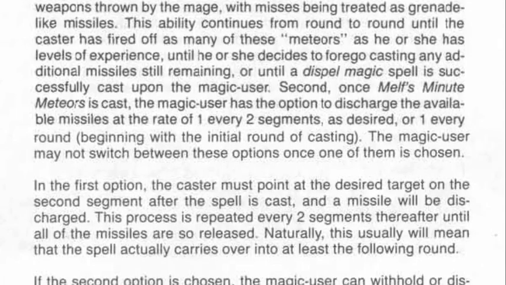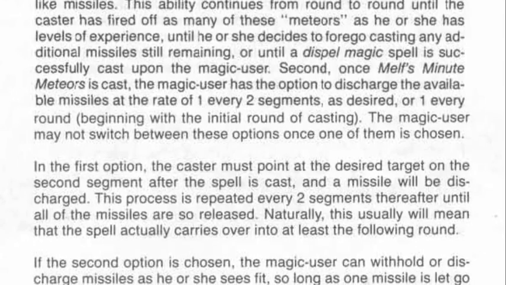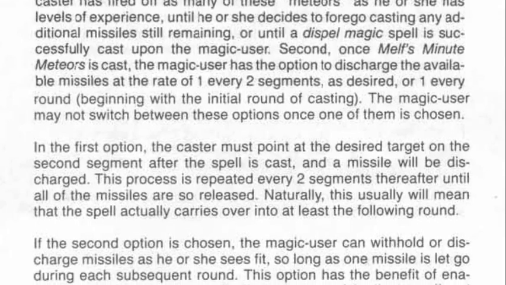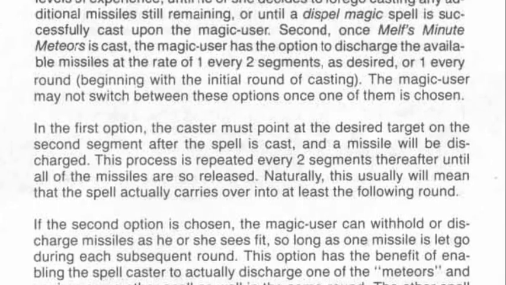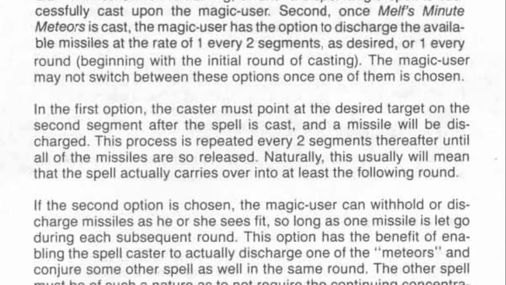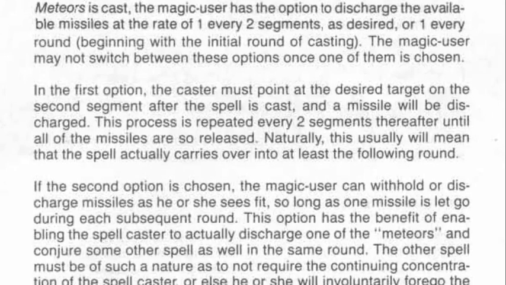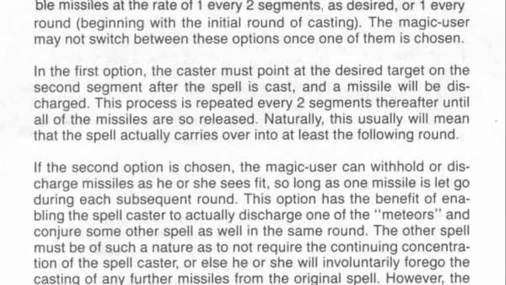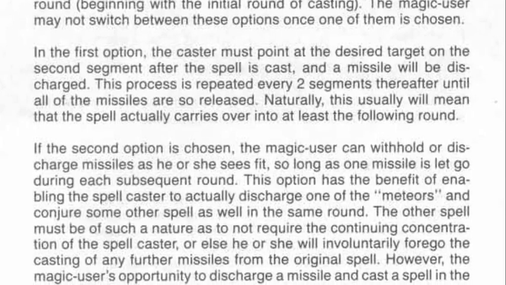In the first option, the caster must point at the desired target on the second segment after the spell is cast, and a missile will be discharged. This process is repeated every 2 segments thereafter until all the missiles are so released. Naturally, this usually will mean that the spell actually carries over into at least the following round. If the second option is chosen, the magic user can withhold or discharge missiles as he or she sees fit, so long as 1 missile is let go during each subsequent round. This option has the benefit of enabling the spellcaster to actually discharge one of the meteors and conjure some other spell as well in the same round.